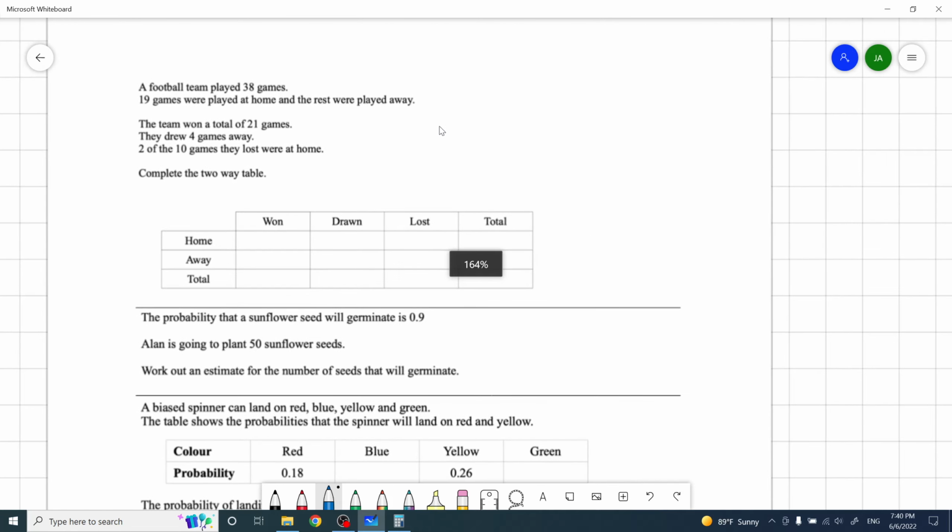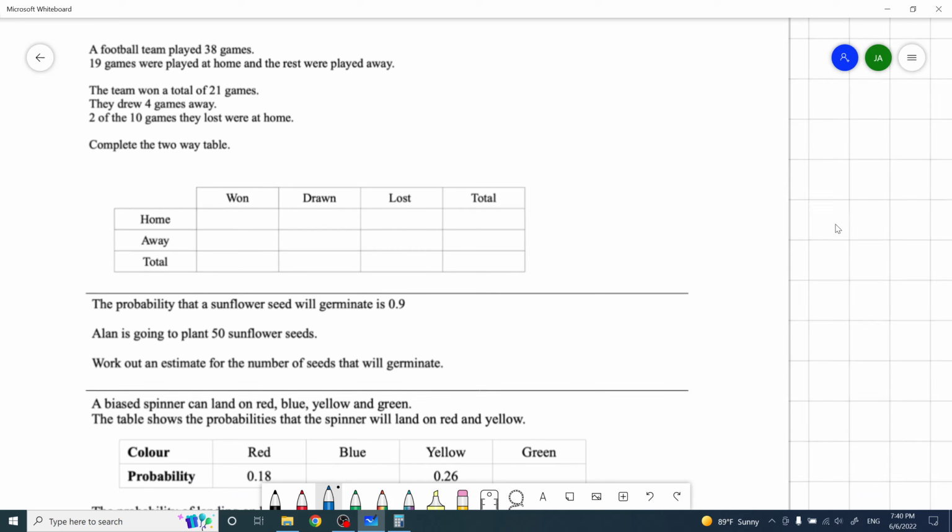All right, so we've got another two-way table. A football team played 38 games. So we already have an important piece of information. They played 38 games in total. So let's go ahead and fill that in our table. So 38 games. So we've got games at home, games away, games they won, they drew, and they lost.